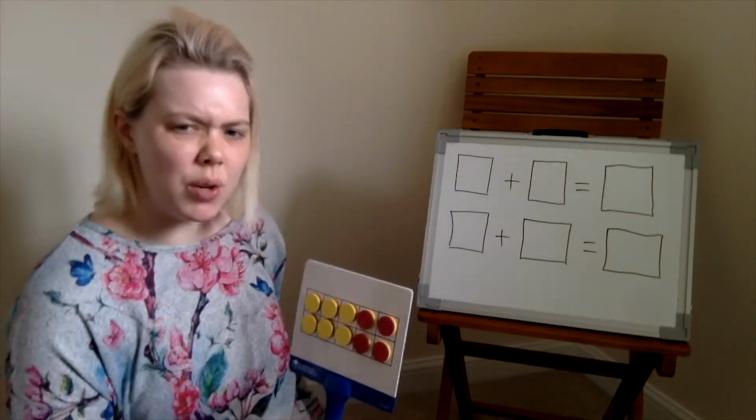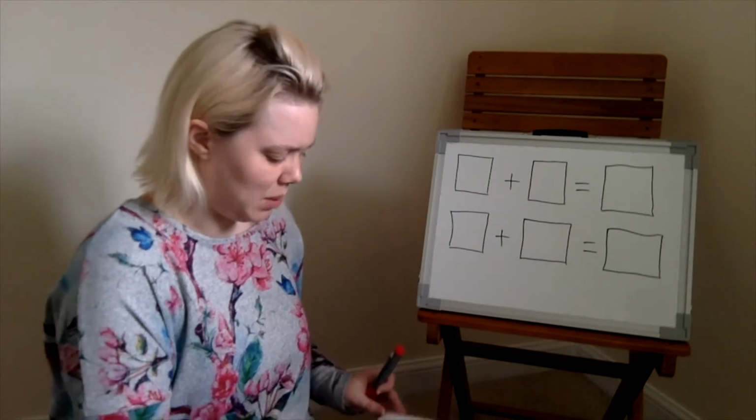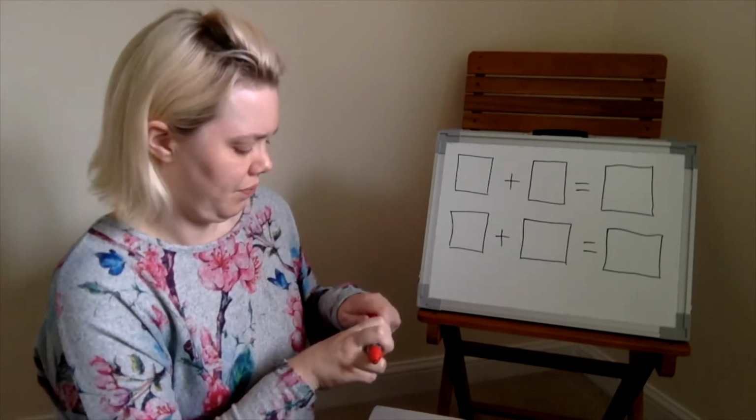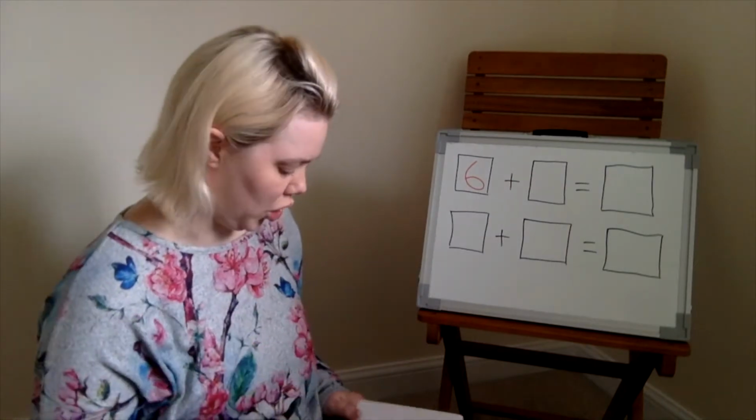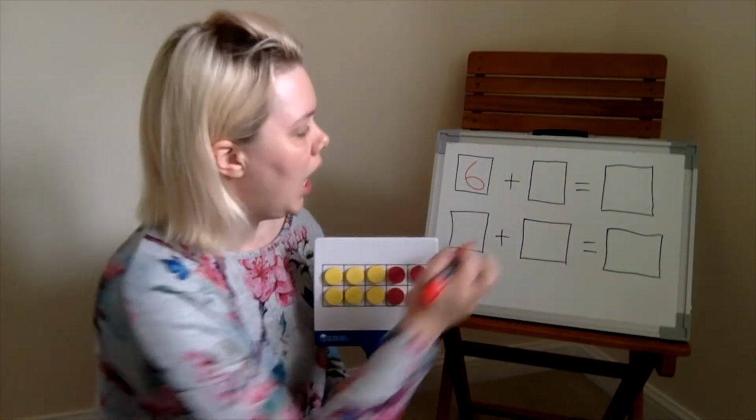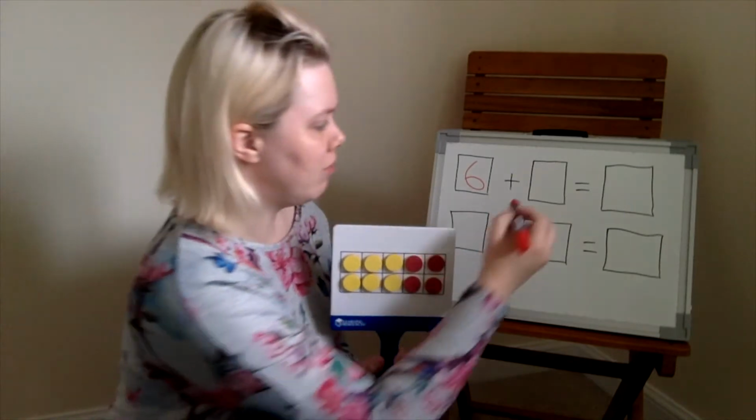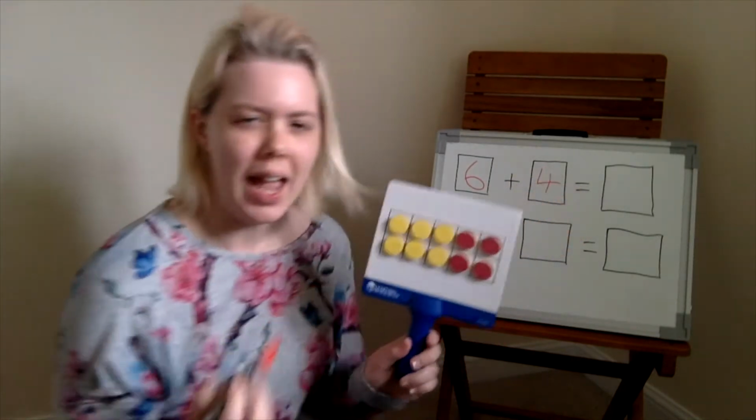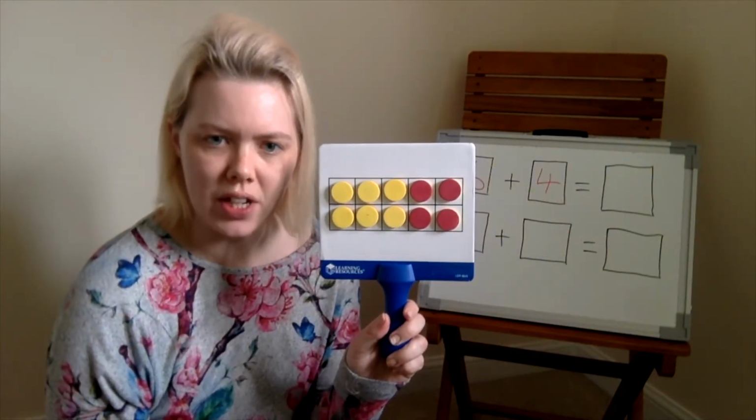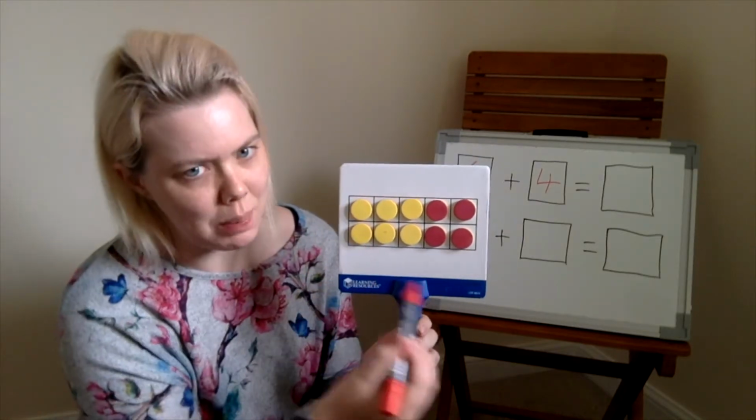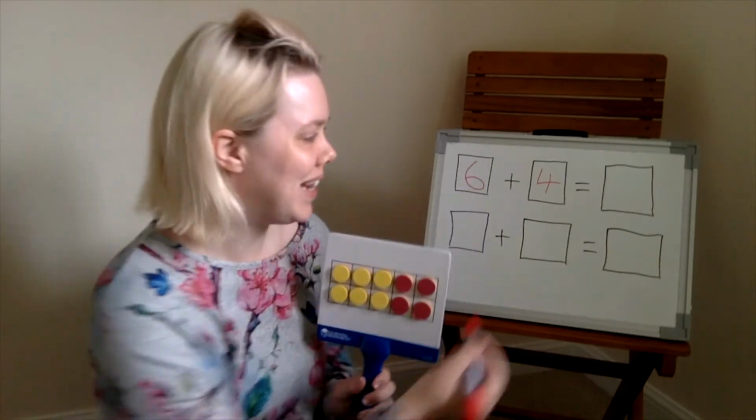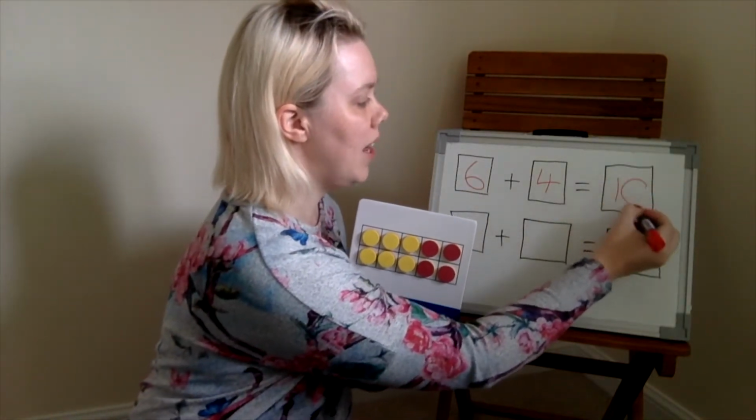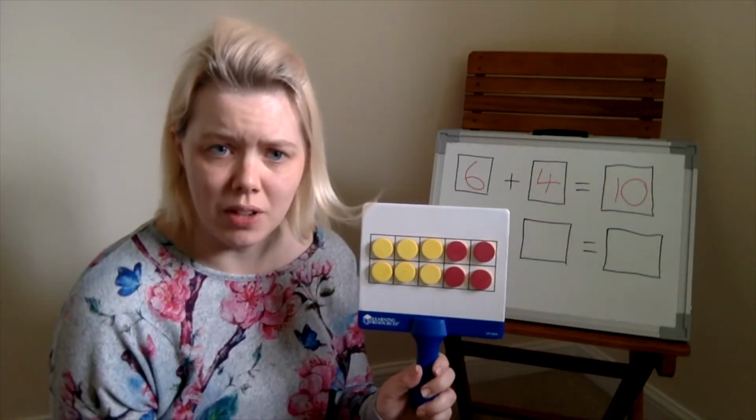So if I wrote that as a number sentence, it would need to be 6, because that's how many yellow counters I've got. Add 4, because that's how many red counters I've got. How many does that make all together? Remember, thinking about our 10 frame and what our 10 frame makes. Well done, it makes 10. So I'm going to write 10 there as my answer.